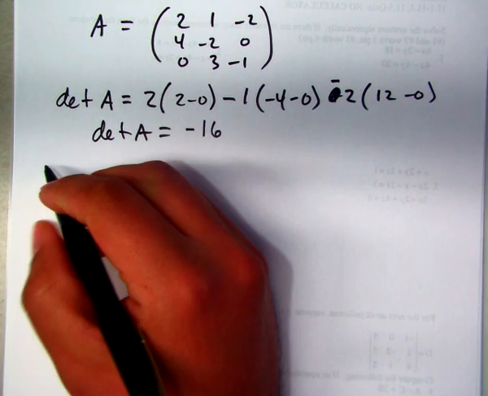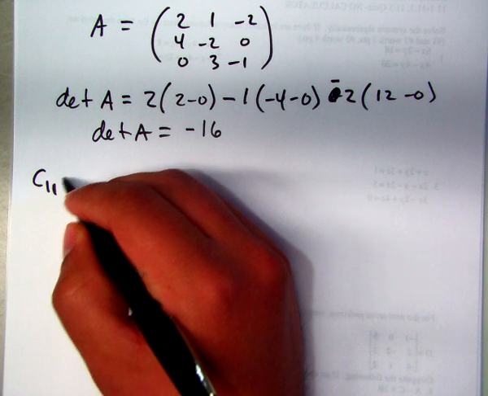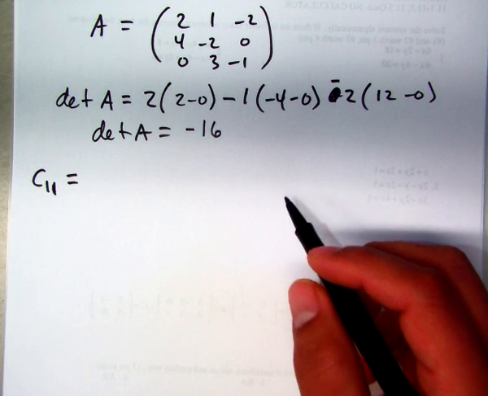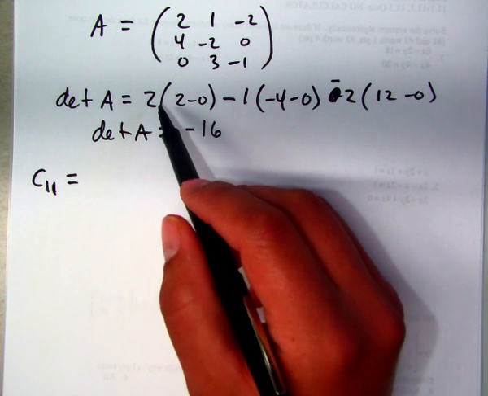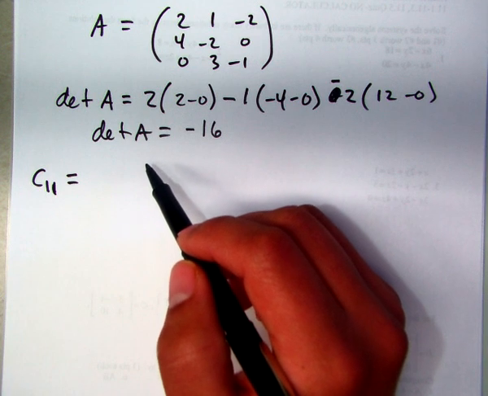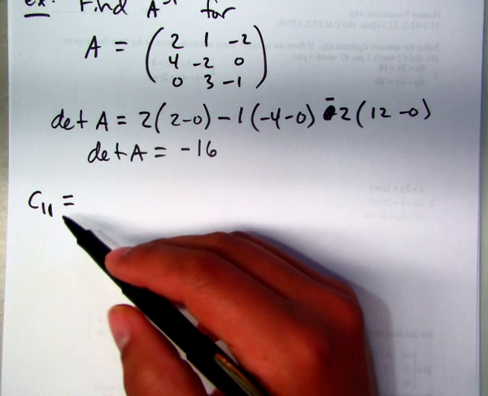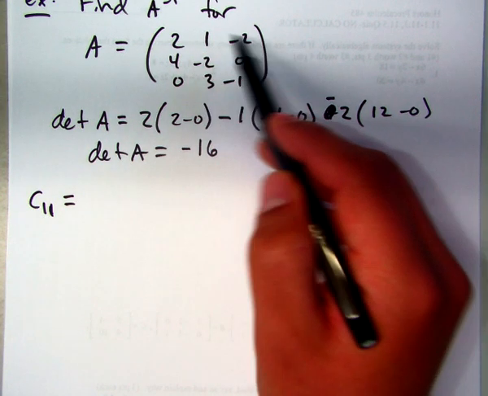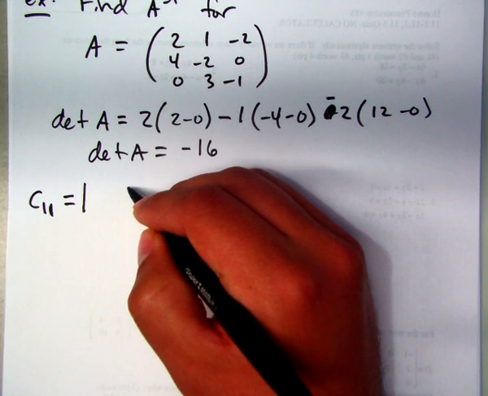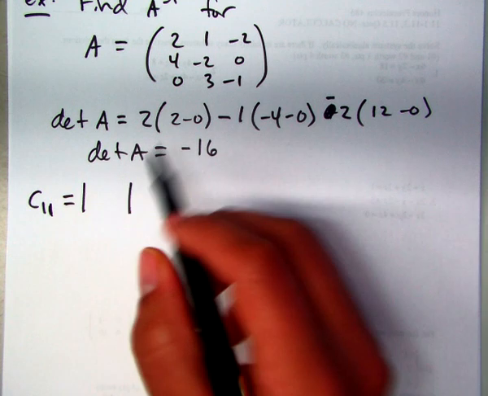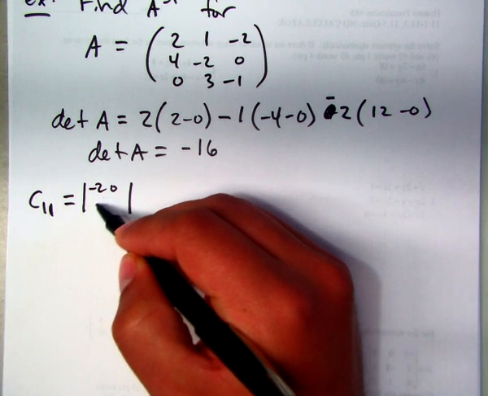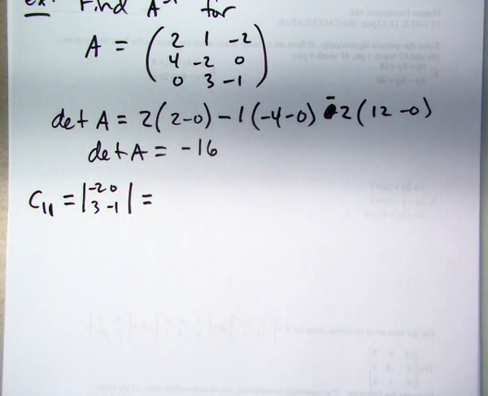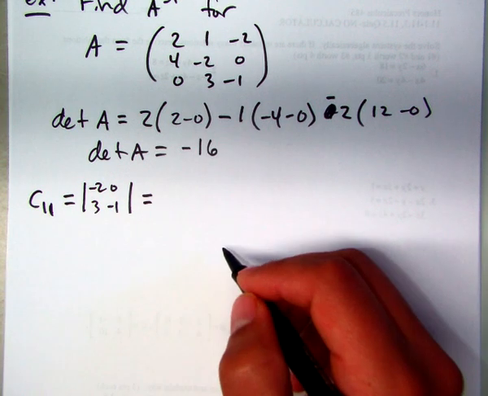So C11 is equal to, what do we do? We eliminate first row, first column. So wipe away first row, first column. What little 2 by 2 is left? So I'll actually write it out. Just negative 2, 0, 3, negative 1. And I'll put in all the negatives later. Let's just find the determinants. What's the determinant here? 2.